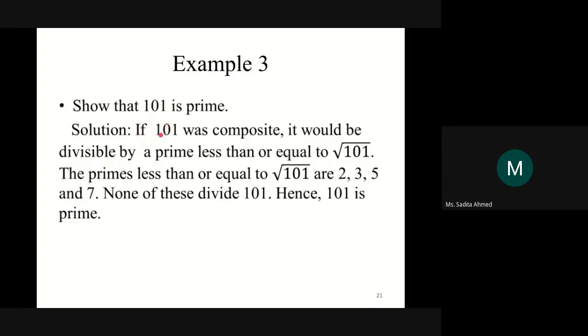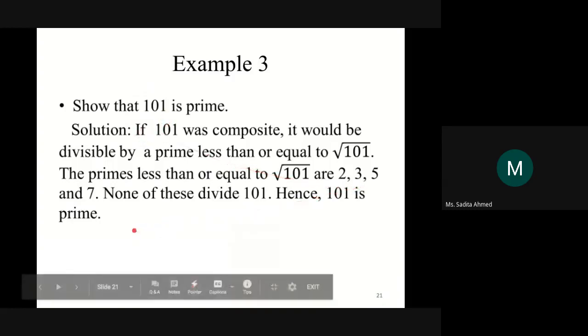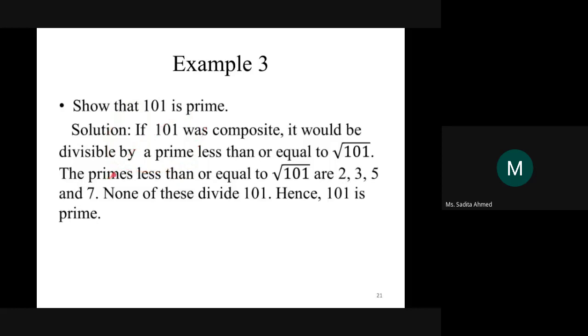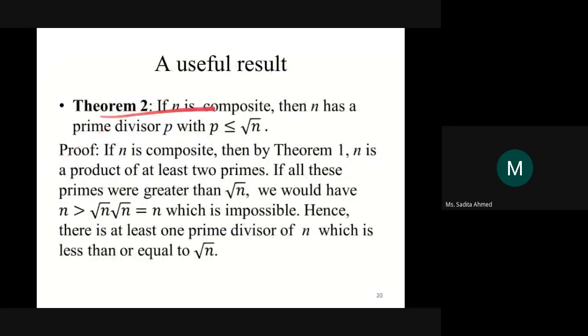Divide bolte ami ki bujhachi? The remainder has to be 0. So none of these can divide the number 101. Hence, based on this theorem, we can say that 101 is a prime. All right. Very silly and straightforward, just to show you an application of this theorem.